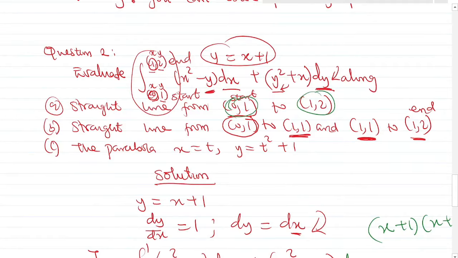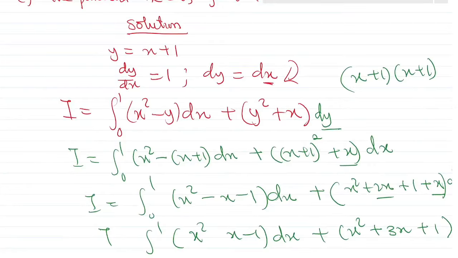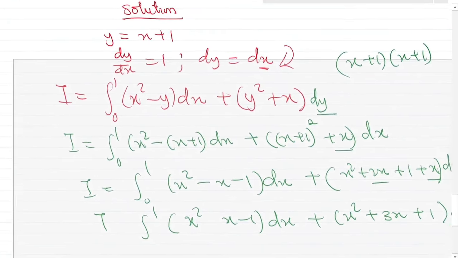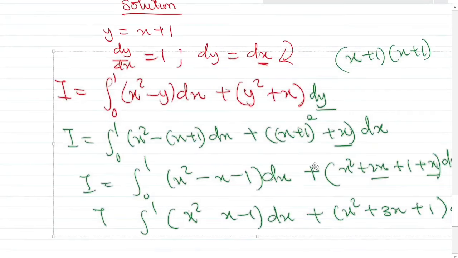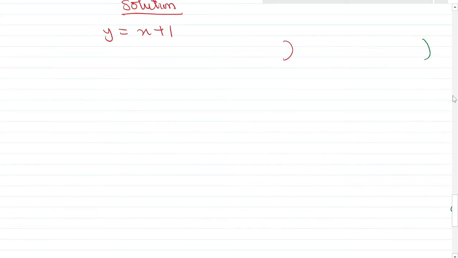Now for the second question, they asked us to evaluate it along the straight line from (0, 1) to (1, 1), and from (1, 1) to (1, 2). So we have to do that next. So that is what we have to do now. So let me take this off. Also, our dy/dx is still equal to 1.